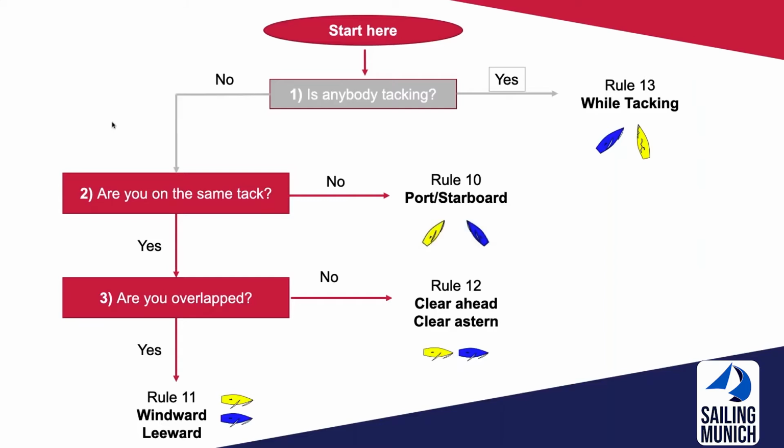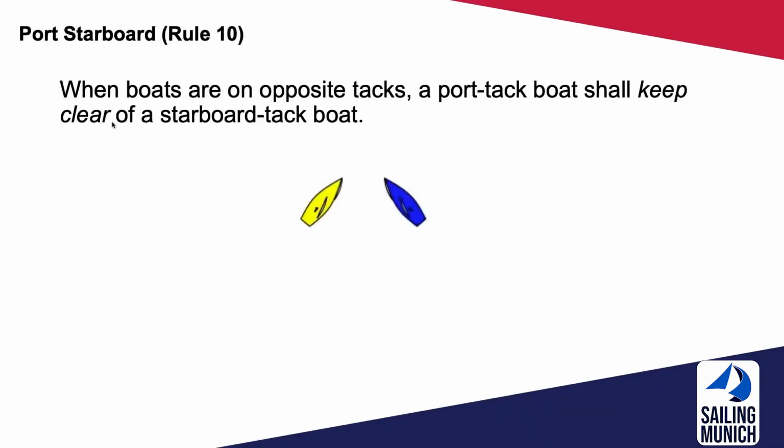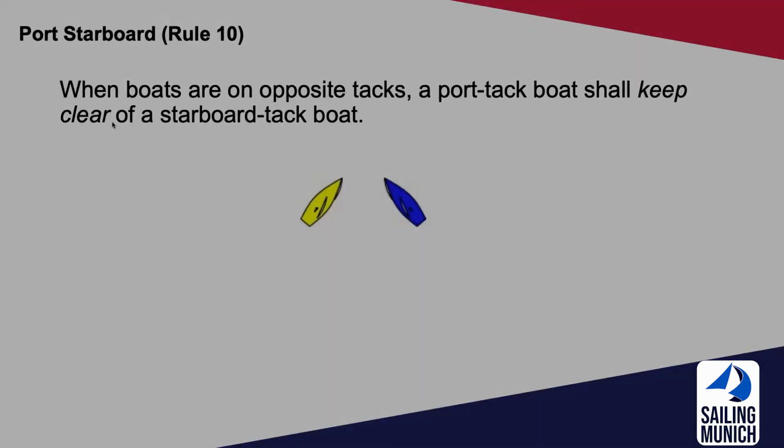If the answer to that is no, you're not on the same tack, then we have a very straightforward rule that we get led to in those cases. That is port starboard, or rule number 10. So nice and straightforward. When boats are on opposite tacks, a port tack boat shall keep clear of a starboard tack boat. And again, you see that word keep clear, meaning if the right-of-way boat can sail her course with no need to take avoiding action. So it's exactly the same test. And as I said, we're going to keep coming back to those words, keep clear. So if you're on opposite tacks, the port tack boat must keep clear.